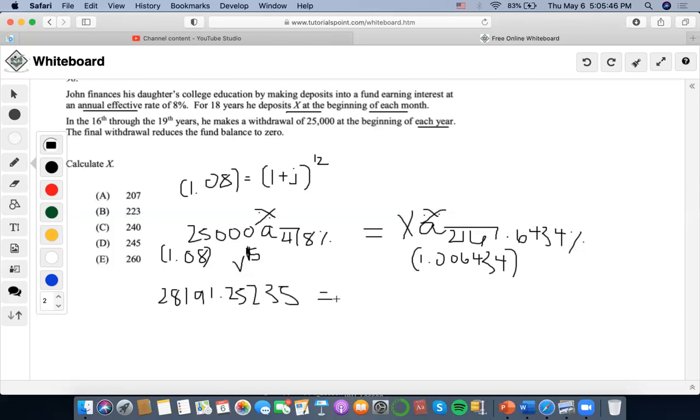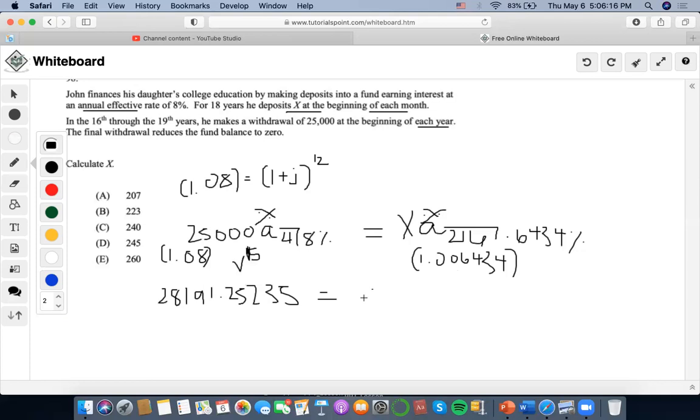Now, what I have here is this equation, right? So I change it to intermediate. I'm going to make this the payment amount, 1.006434. Payment amount, 216 as the number of payments, 0.6434 as the interest rate, 0 as future value. I'm going to compute the present value.